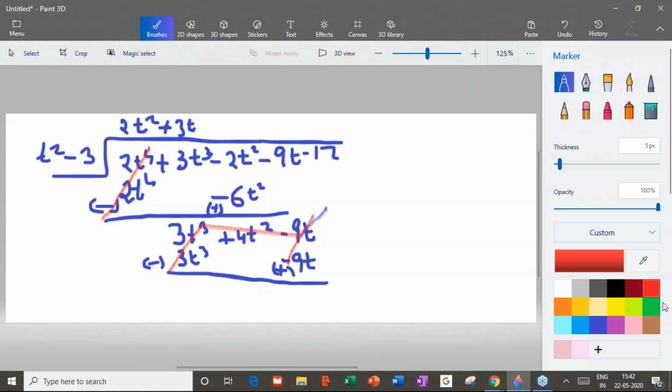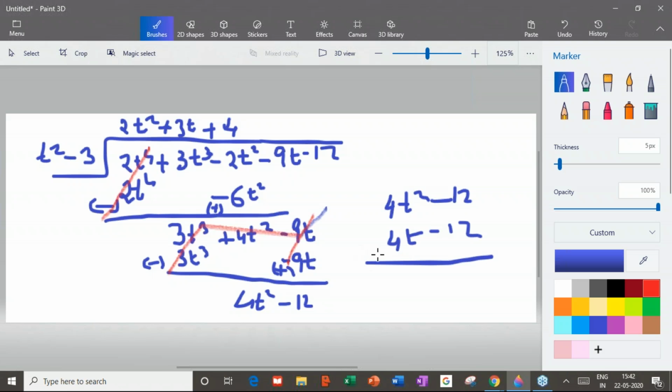Okay, then what do you get as the remainder? You will get 4t square minus 12. So now just multiply by plus 4, correct? So what do you get here? I'll just do this part here. Okay, 4t square minus 12. So this will be 4t square minus 12. Sign change. You get the remainder as 0. So the first one is a factor.